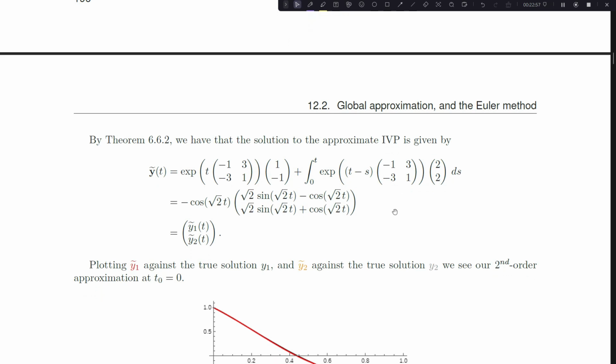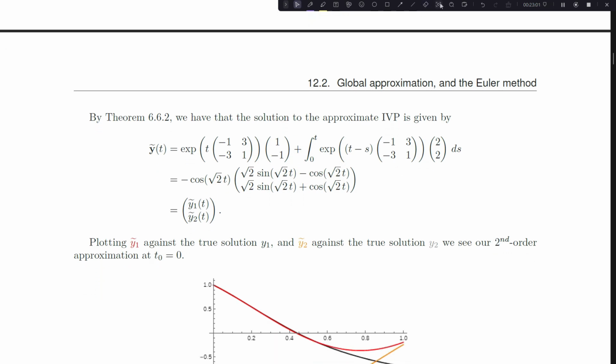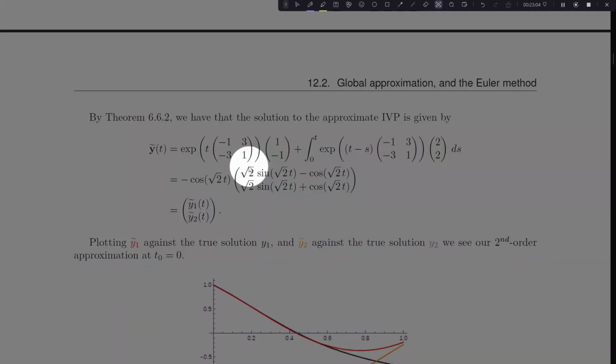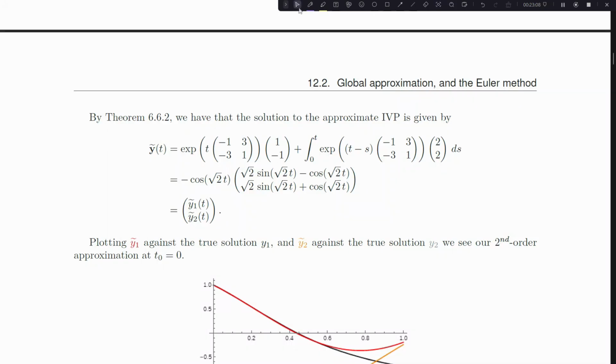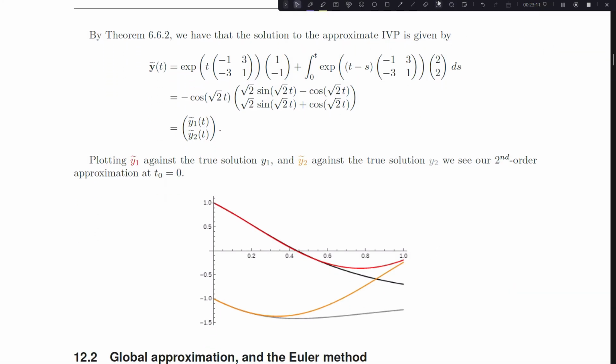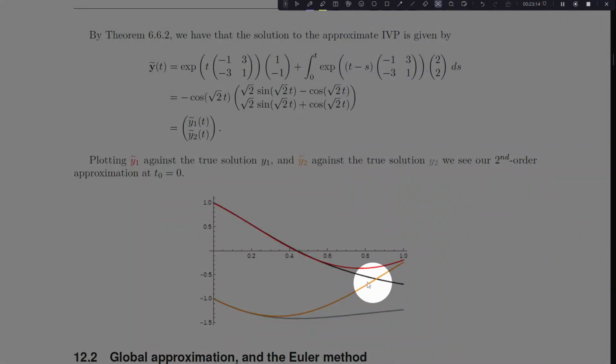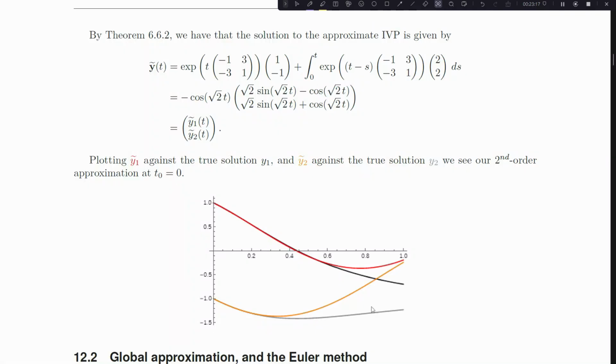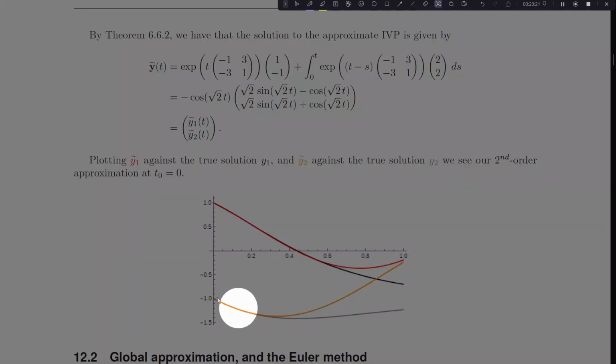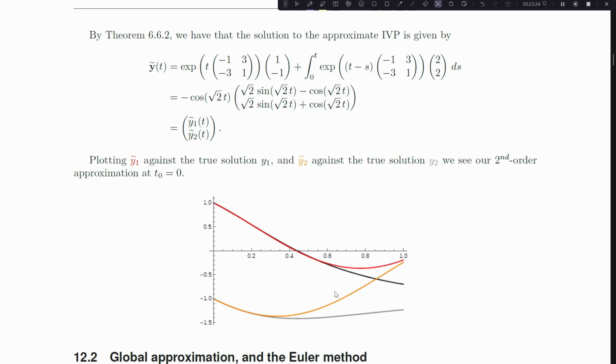And solving that with our matrix exponential gives us the following: negative cosine root 2t and then some vectors there. But if we look at the approximation against the actual solutions, what I have in black here is the real solution for y1, and gray is the real solution for y2, and red is the approximate solution for y1, and orange is the approximate solution for y2. So we can see near t equals 0, where we've initialized our linearization, we actually have really good agreement, or really good approximation for a good positive amount of time there. So that's really useful, and so that's a second order approximation.